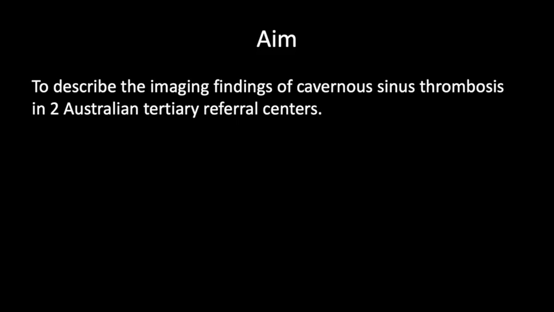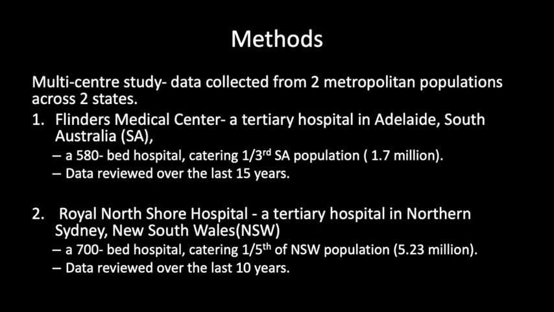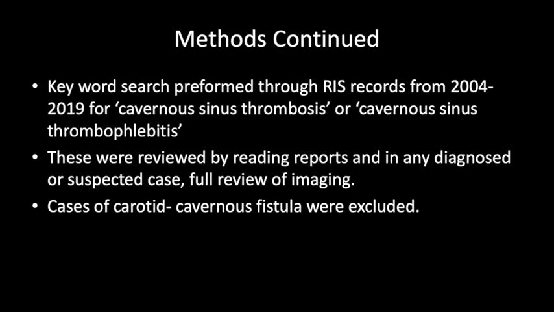So the aim of this study was to describe the imaging findings of cavernous sinus thrombosis in 2 Australian tertiary referral centres. This is a multi-centred study with data collected from 2 metropolitan populations. The first was Flinders Medical Centre, a tertiary hospital in Adelaide, South Australia, and the second, the Royal North Shore Hospital, a tertiary hospital in northern Sydney, New South Wales. Keyword searches were performed through the RIS records, looking for cavernous sinus thrombosis, and cases were then reviewed. Cases of carotid cavernous fistula were excluded from this study.